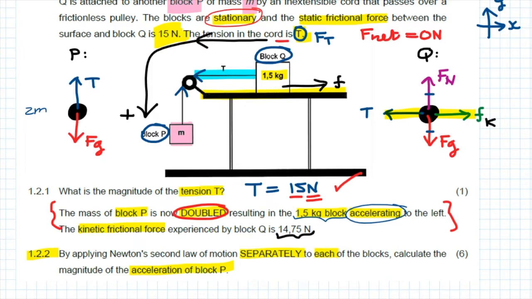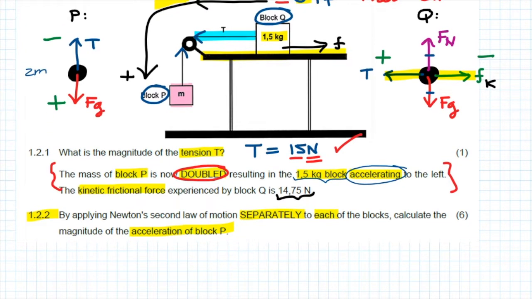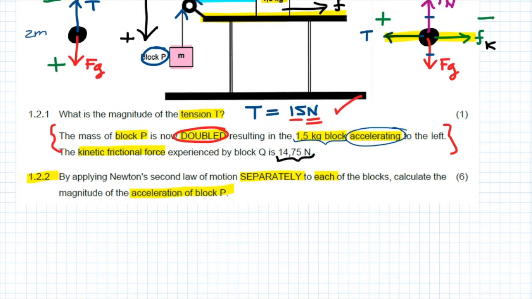Therefore, for block P, the gravitational force is in the positive direction, the tension force is in the negative direction. For block Q, the tension force is in the positive direction, the kinetic friction force is in the negative direction. Choosing a direction in these problems is very, very important. Now we can set up our equations. So we have an equation for P and we have an equation for Q.